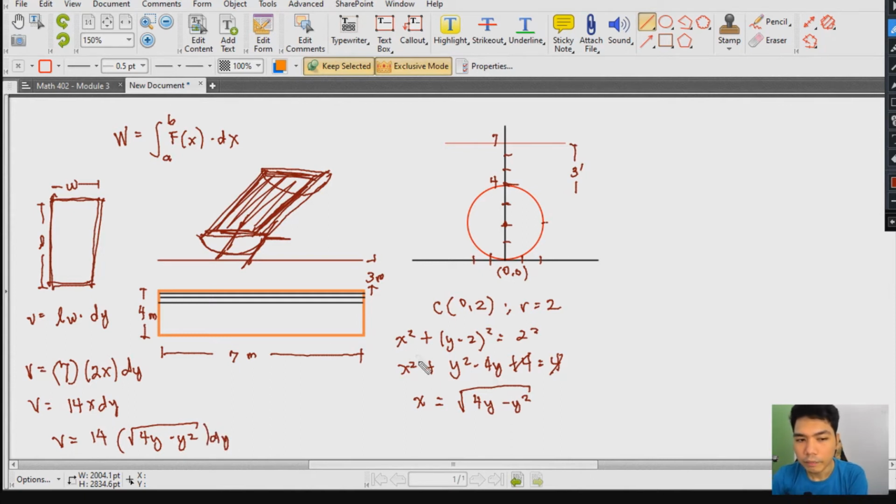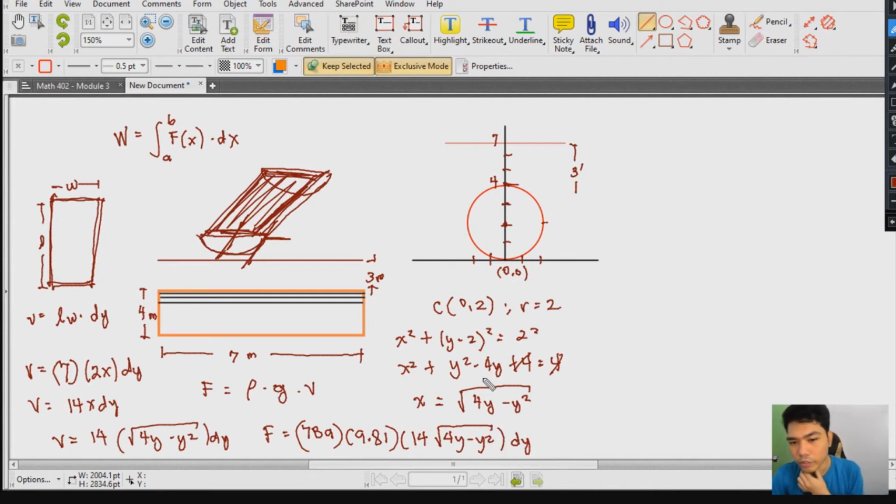Now we can already have the expression of our force, that's density times the acceleration due to gravity times the volume, which turns out that the density is 789 multiplied by the acceleration due to gravity, that's 9.81, and the volume is times 14 the square root of 4y minus y squared dy.